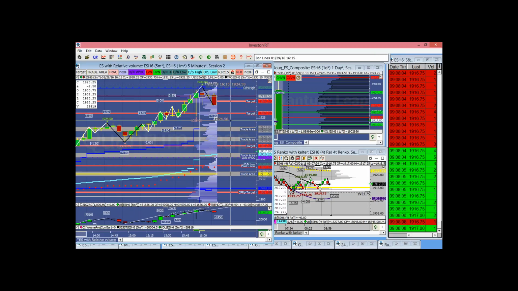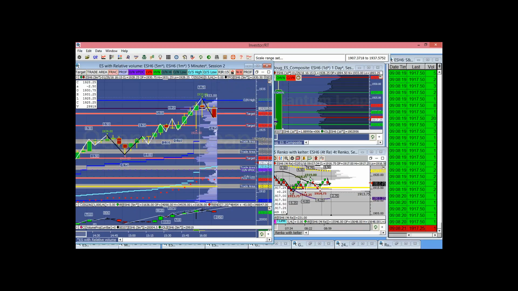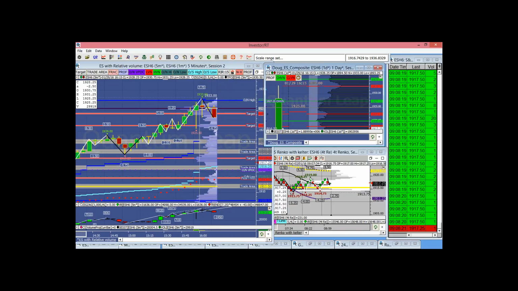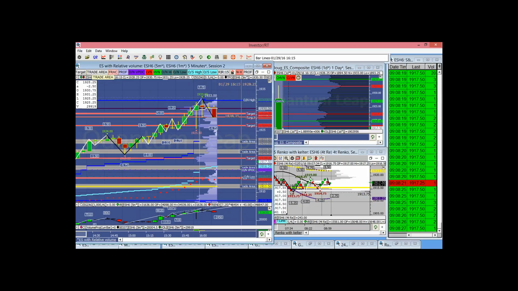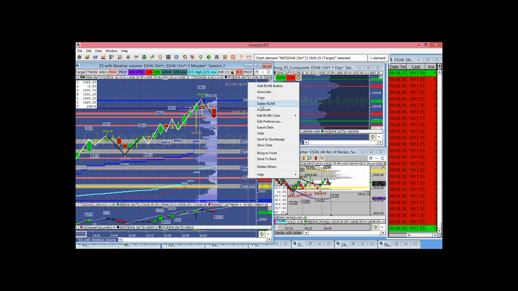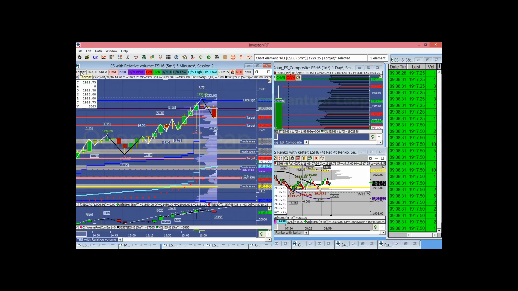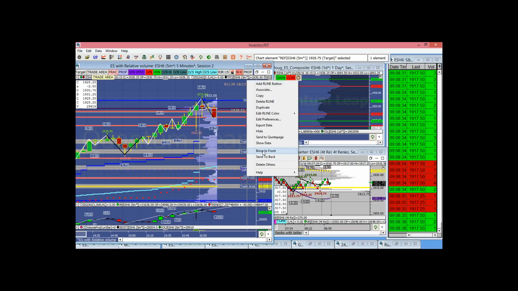So you're probably asking yourself, you're not paying attention to all the LVNs. Well, I'm not paying attention because they don't mean as much, because there's not a lot of price acceptance between them. And then above there, obviously, the target would be the gap fill. 29.25 is the month open. Sorry, 29.75 is month open.